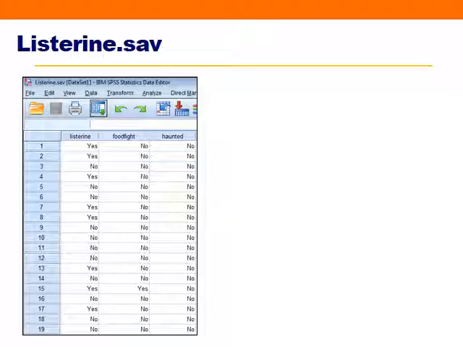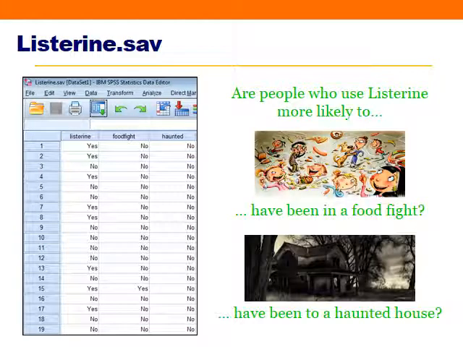We're going to pick out two of these behaviors, using the data file listerine.sav, to compare the percentage of people who have been in a food fight and the percentage of people who have been to a haunted house between two groups: people who use Listerine and people who don't. Our null hypotheses here would be that people who use Listerine and people who don't are equally likely to have been in a food fight and equally likely to have been in a haunted house.